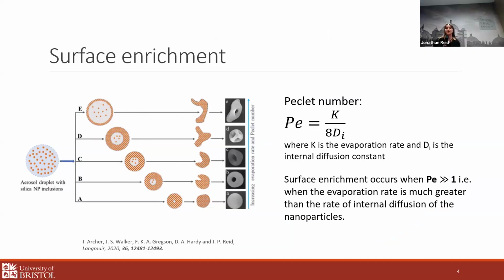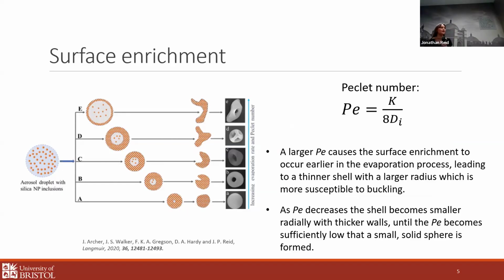We can quantify this using a dimensionless number called the Peclet number, which is essentially the ratio of the evaporation rate to the diffusion constant of the nanoparticles. If the Peclet number is very high, the evaporation rate is very quick, so you get this enrichment happening early on in the process because the nanoparticles can't diffuse throughout the bulk fast enough to move away from the receding surface. That gives you the top scenario, scenario E. On the bottom, there's a low Peclet number where the nanoparticles can diffuse into the droplet bulk, and the surface enrichment happens later on in the process, and you get these small dense particles.